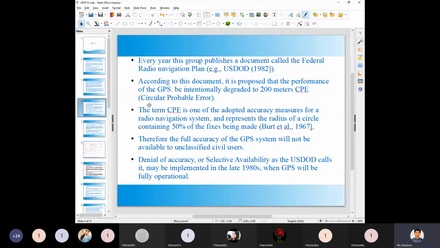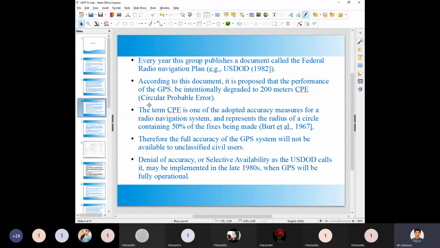So every year, this special working group publishes a document called the Federal Radio Navigation Plan.